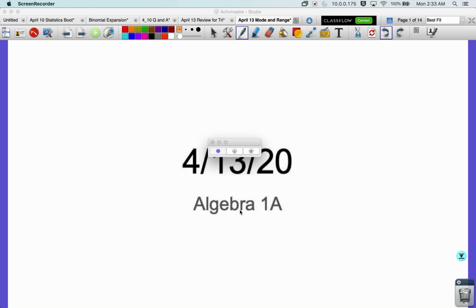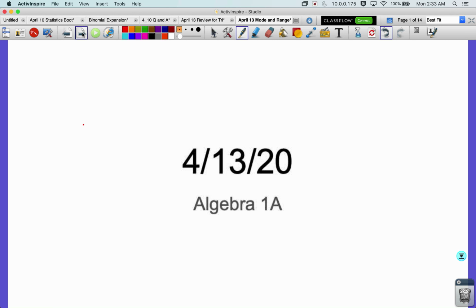Going to continue investigating topics connected to our statistics bootcamp. Going to be talking about mode and range today. That's going to help you with the mastery quizzes for levels 3 and 4. So take good notes on these and you're going to do great on those.